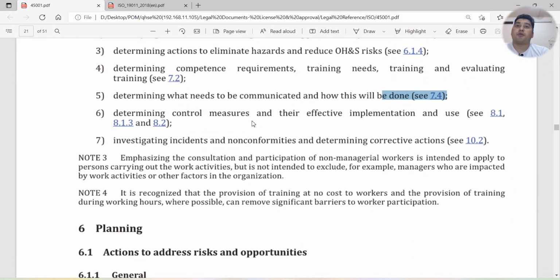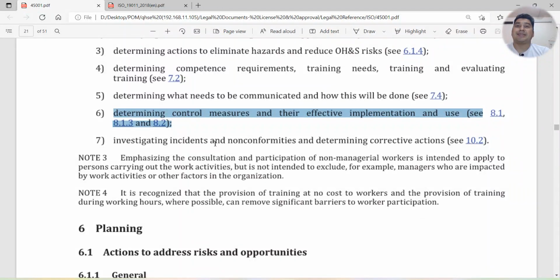Then we have determining control measures and their effective implementation and use. When you are setting the control measures for the hazards and risk, you have to check their effectiveness of implementation and use, whether they are effective to control the hazards or not. How are you going to check? You're going to check through the audit, health and safety survey also. You're going to check them through the inspection, okay, and communication with the workers, consultation with the workers. So these are the options you have.